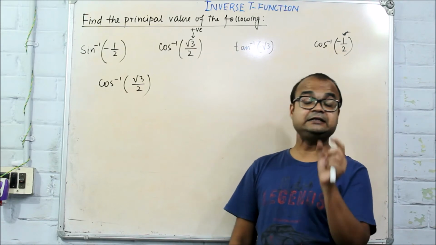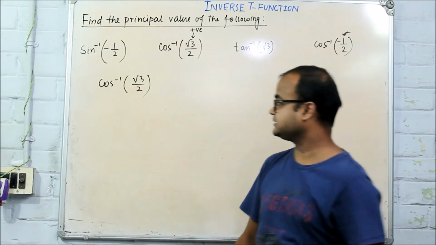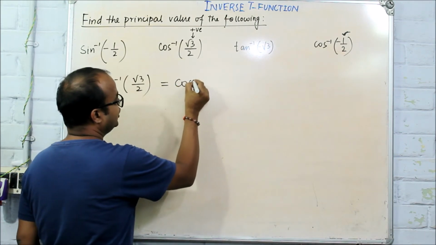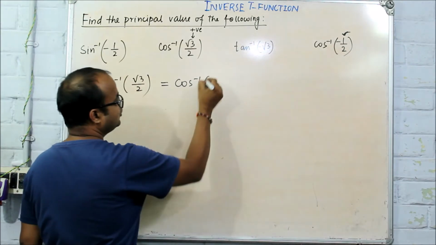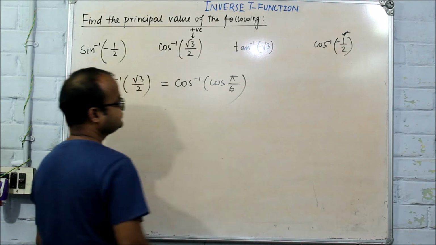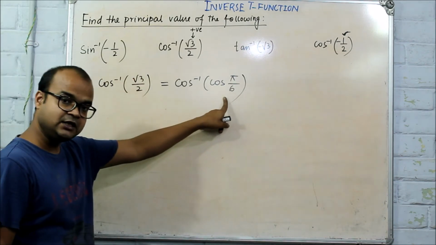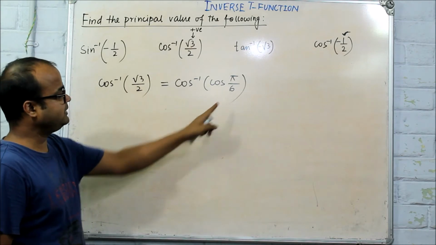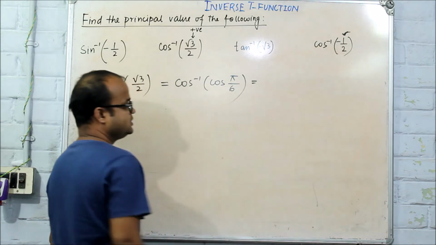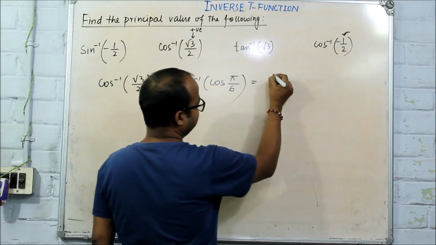Now, we will not write 30 degree. We write it in radians. That is pi by 6. So, we write cos inverse of cos pi by 6. Cos inverse of positive, so we write the angle in the first quadrant. Cos inverse of cos theta is equal to theta. So, here we write pi by 6.